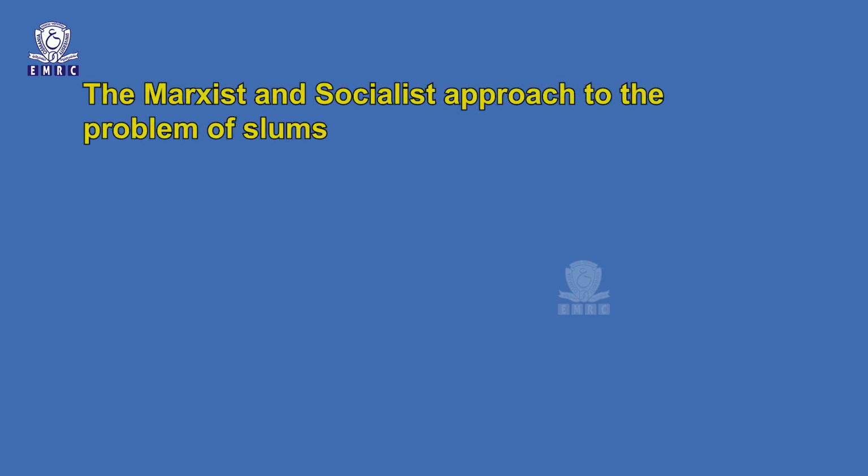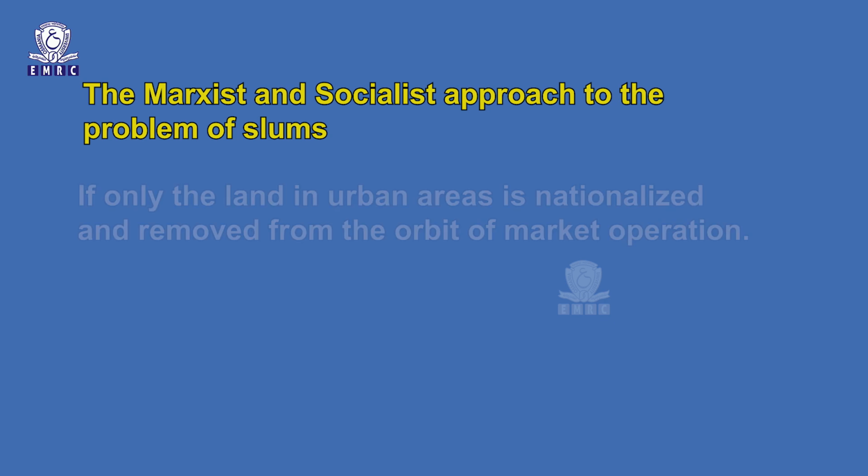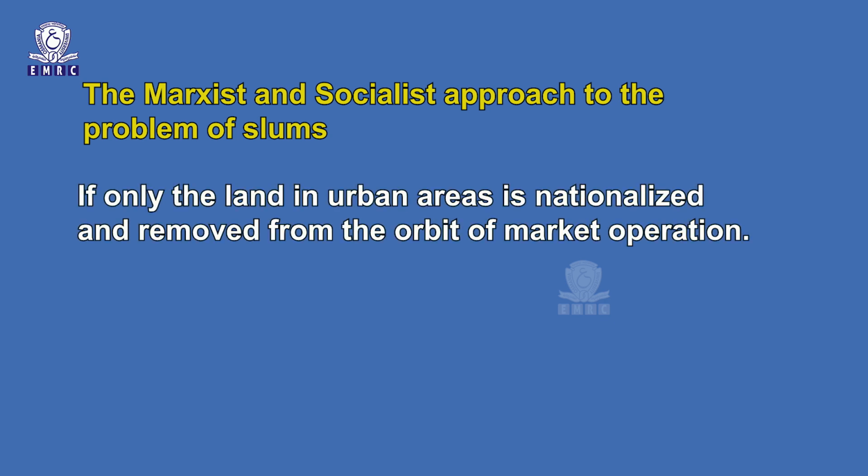The Marxist and socialist approach to the problem of slums clearly points out that if only the land in urban areas is nationalized and removed from the orbit of market operation, this single step, which does not require resources but only breaking away from bourgeois norms of private property and legitimacy of remuneration to unearned income accruing to ownership, will remove half the problem of the urban areas by ending all activities that have developed around land as a marketable commodity.